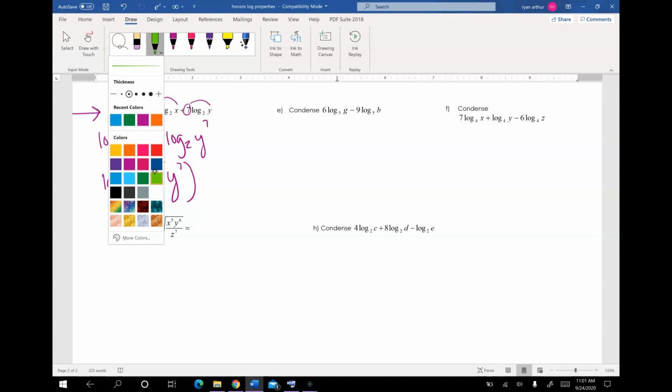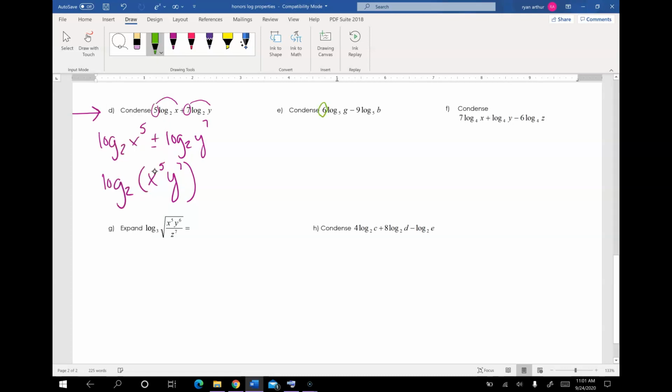So this one I want to condense. So you got to take those numbers in front and make them exponents. Okay? So this is now going to be log base 5 of g to the 6th minus log base 5 of b to the 9th. I'm subtracting these 2 logs, so that means when I condense them to one log, I'm going to be dividing. The first number is your numerator. The second one is your denominator. And that's your answer.